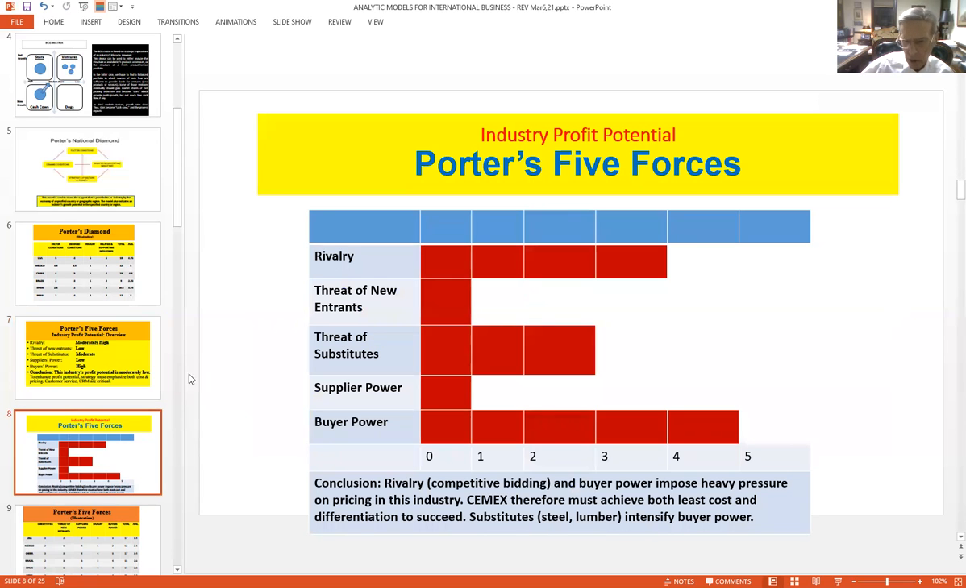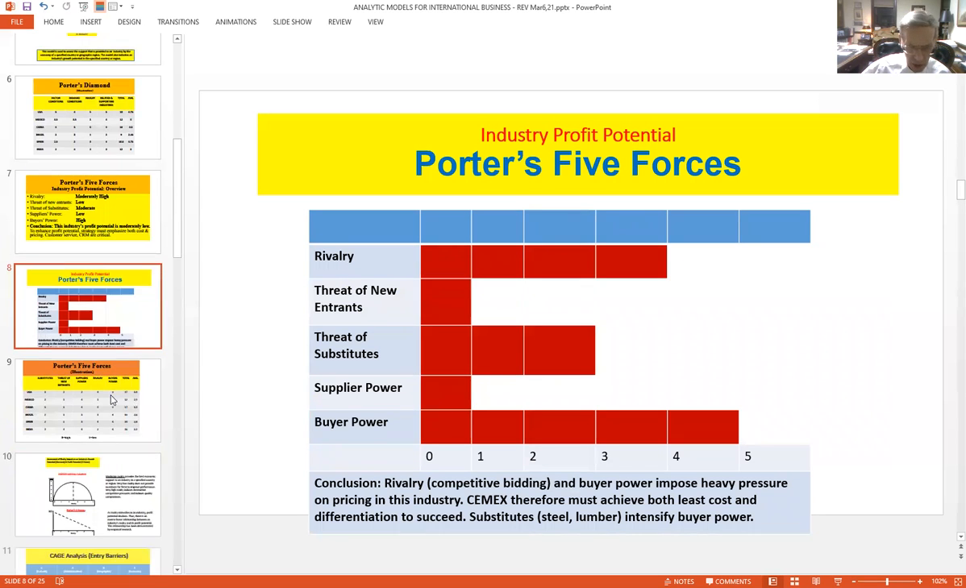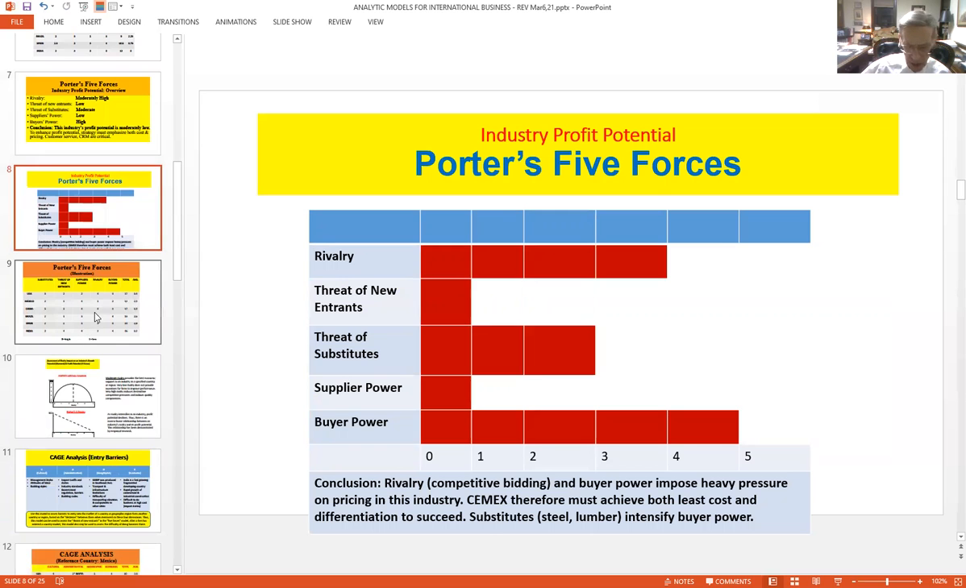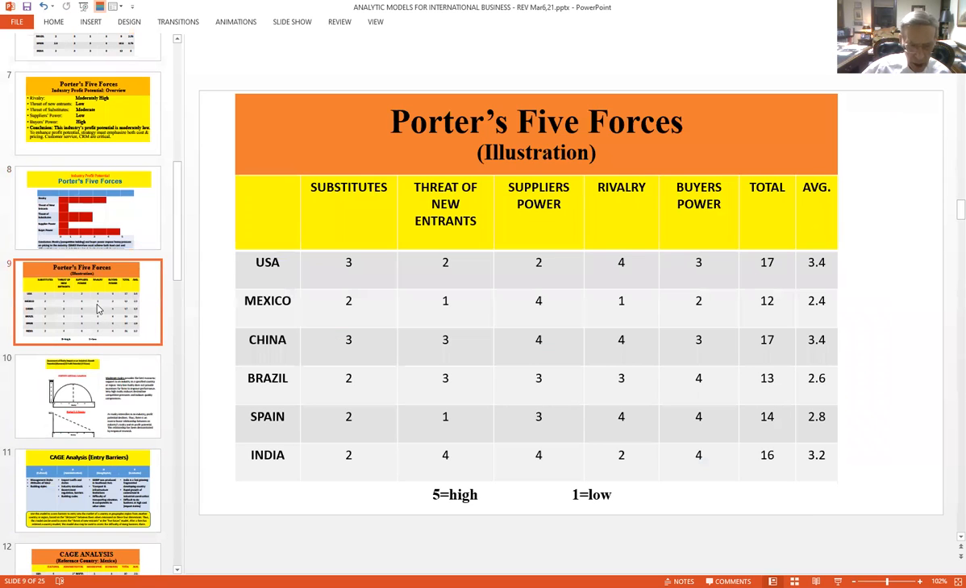Here's another way to represent the same result with a bar chart. And in this particular case, the team studied the Mexican cement company, Cemex. This was several years ago when this analysis was done, but it really showed that there were some very strong forces working to push Cemex's profit margins down.